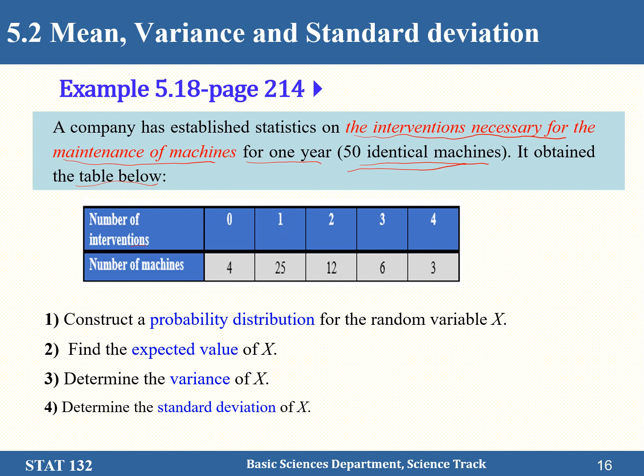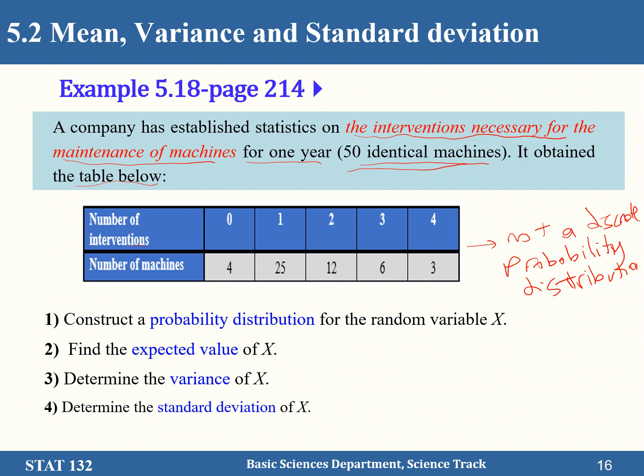Now, as you see here, this is not a probability distribution. This is not a discrete probability distribution because we don't see any probability here. No probability. So how will we find the probability here?